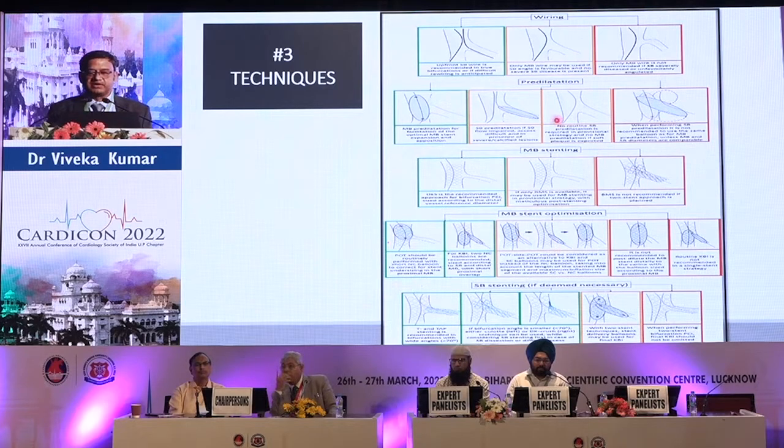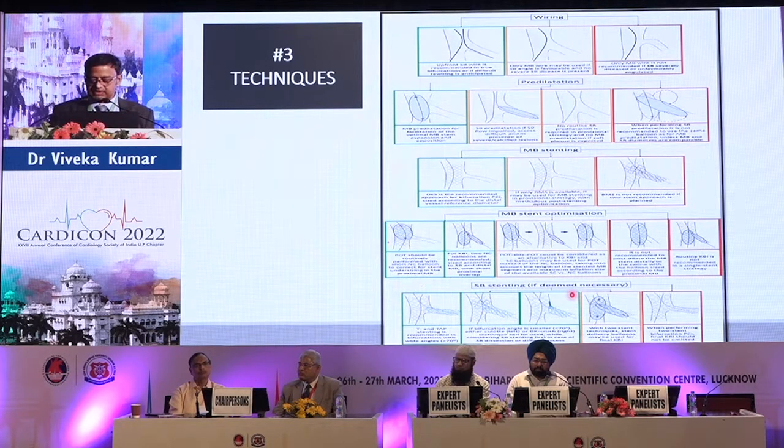There are various techniques. Whenever the bifurcation is there, even if it looks like the simplest of bifurcations, we should try to wire both the branches before, and then the European Bifurcation Club has always harped on that we should focus on single crossover stent technology, and the provisional should be the name of the game. So we need to always do a side branch wiring, and in the main branch POT is important, and after that we need to think about whether the second stent is required or not.